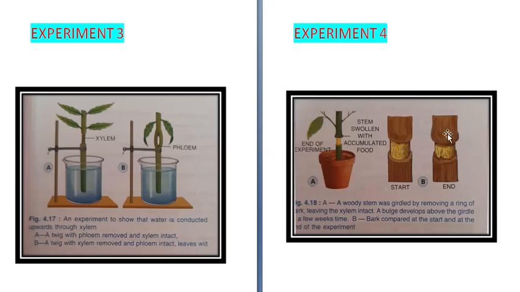Okay, after a few weeks it is observed that the part of the stem above the ring has grown in diameter. See, it has become wider, broader, but the part below may even die and it has definitely stopped growing. So this shows that for supply of food, phloem is needed. So these are the experiments.